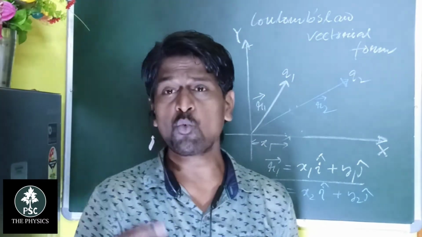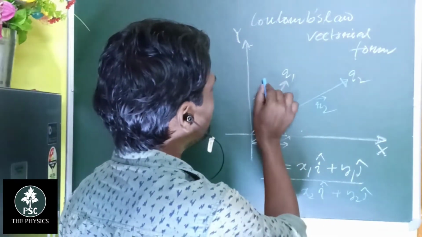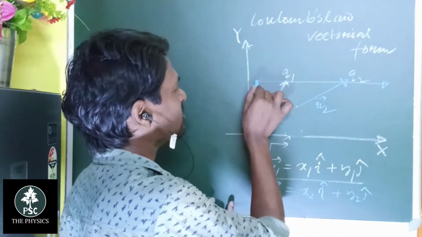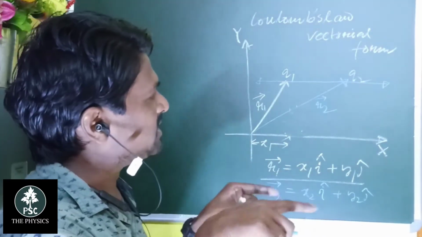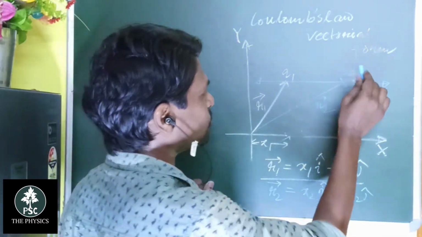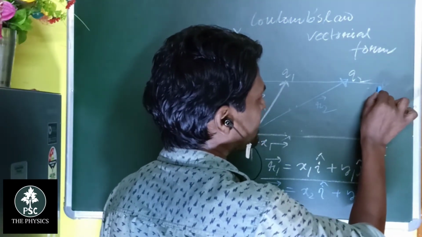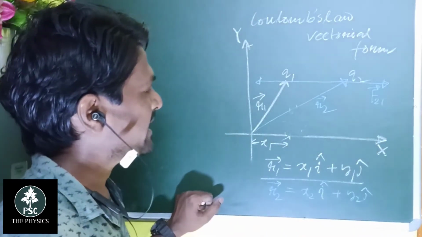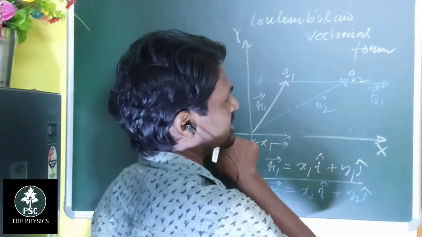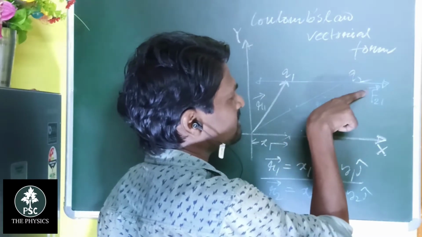And if you want to calculate the force of interaction between q1 and q2, then you have to take a line along this direction, because Coulomb's law acts along the line joining the two charged particles. So this force is F21. Why F21? Because this is the force experienced by q2, and q1 gives that particular force along this direction, so it is a vector quantity.